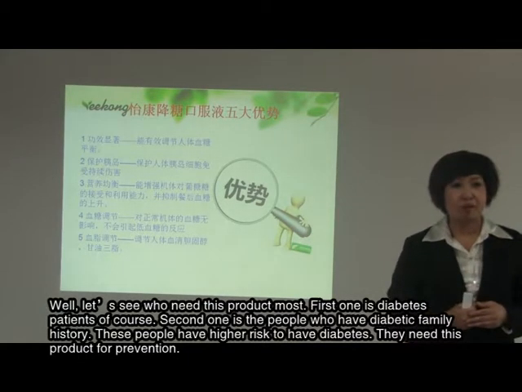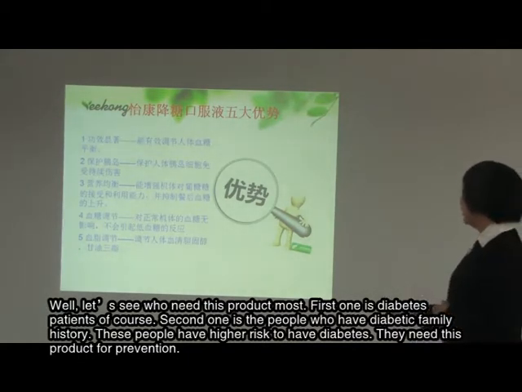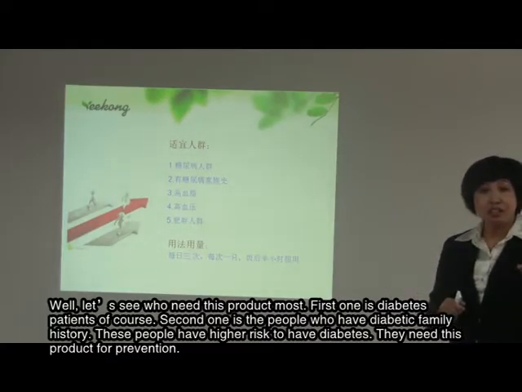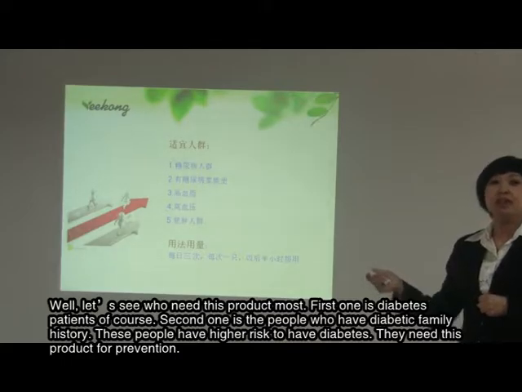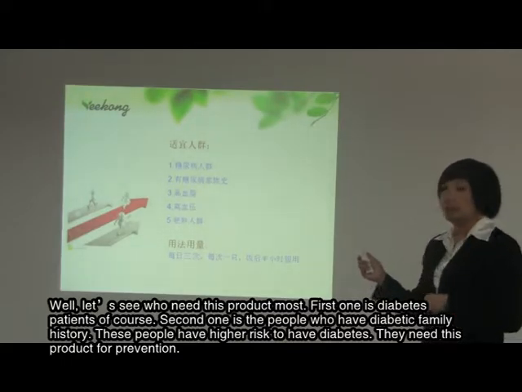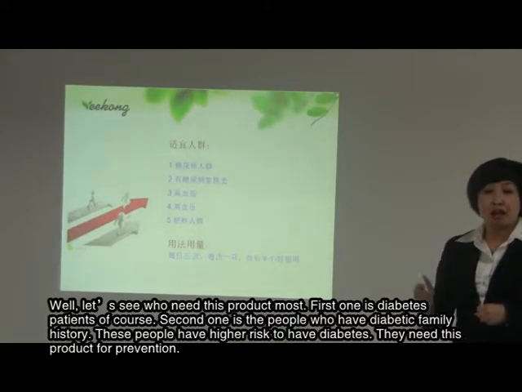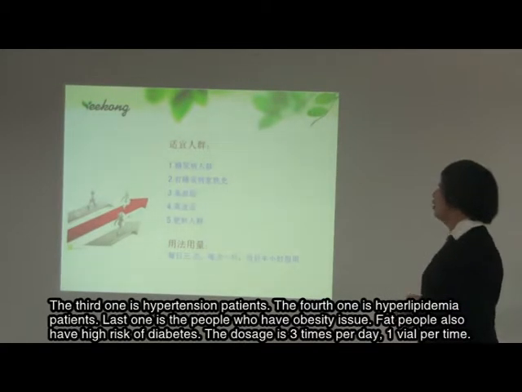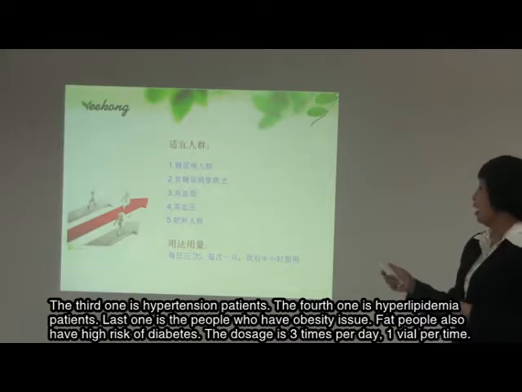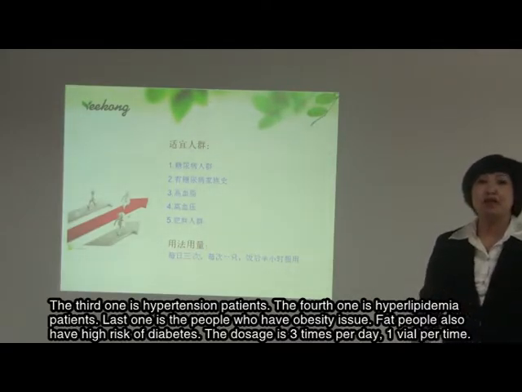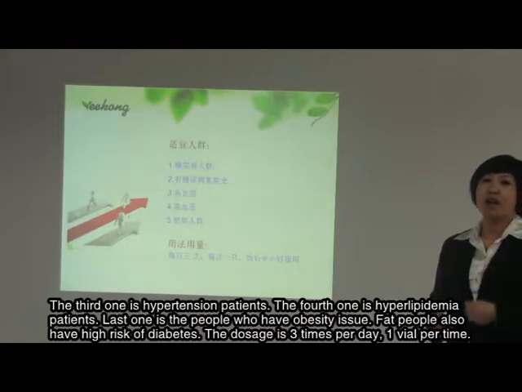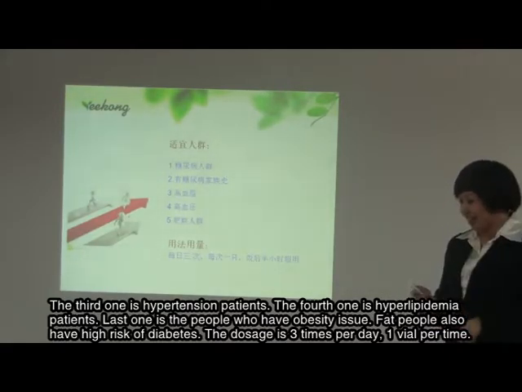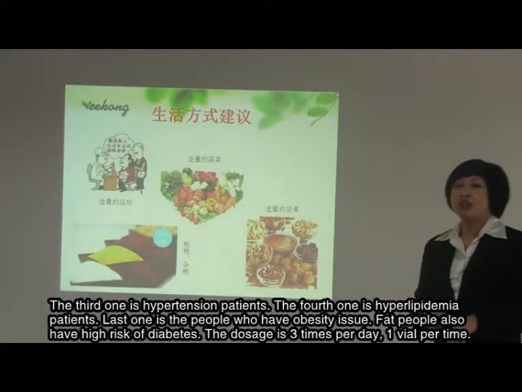Well, let's see who needs this product most. First one is diabetes patients, of course. Second one is the people who have a diabetic family history. These people have a higher risk of diabetes. They need this product for prevention. The third one is the hypertension patients. The fourth one is hyperlipidemia patients. Last one is the people who have an obesity issue. Fat people also have a high risk of diabetes. The dosage is 3 times per day, 1 vial per time.